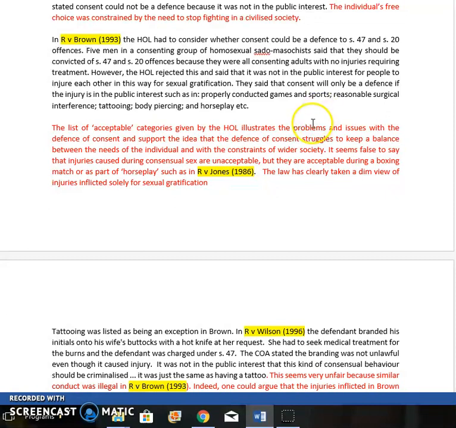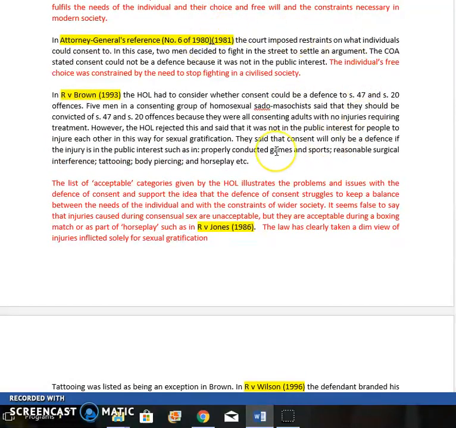They said that consent will only be a defence if the injury is in the public interest. And they listed situations that would be in the public interest: properly conducted games and sports, boxing. That links back to what I was saying there. You can't cause damage to each other for sexual gratification, but you can as long as we're entertained by it. I don't really agree with that. Hopefully you can tell that from my tone there. Reasonable surgical interference, tattooing, body piercing, horseplay, they're all seen as being okay, but not for sexual gratification.